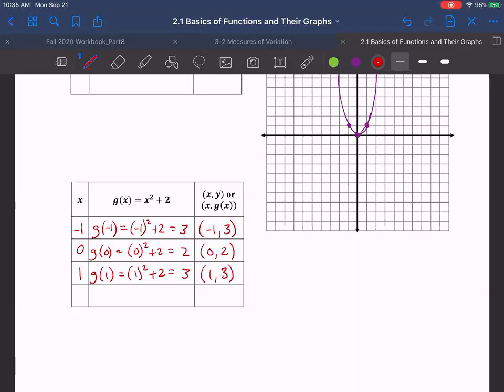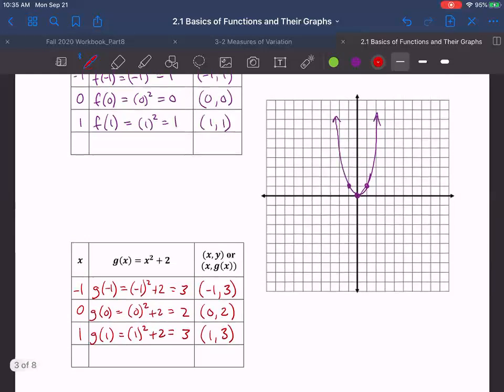If we put all of these on here, we have the point -1, 3. So that's right there. We have the point 0, 2. That's right there. And we have the point 1, 3, which is right there. I then can draw in this U shape here, and we end up with something like this right there.